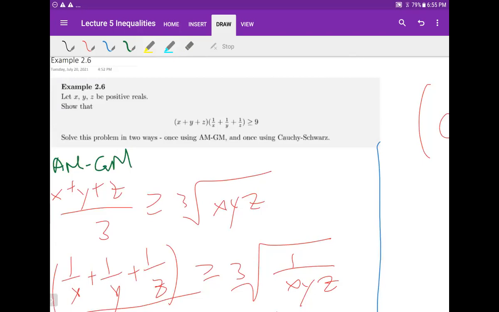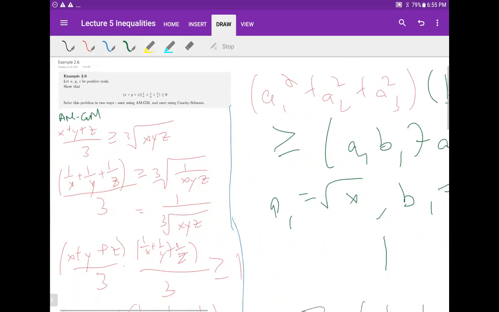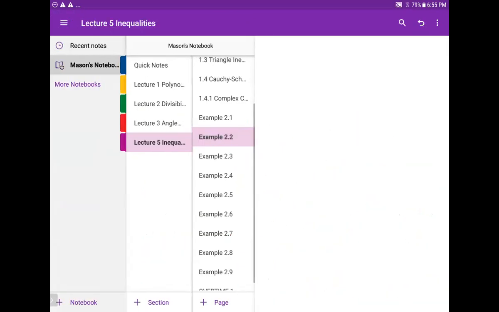To quickly add to the AMGM method, another way you could have thought about using it is just by expanding the left-hand side. When you expand, you get 1 plus x over y plus x over z plus y over x plus 1 plus y over z and so on. Then if you go back to example 2.2, you can plug in those numbers and you get the exact same inequality.